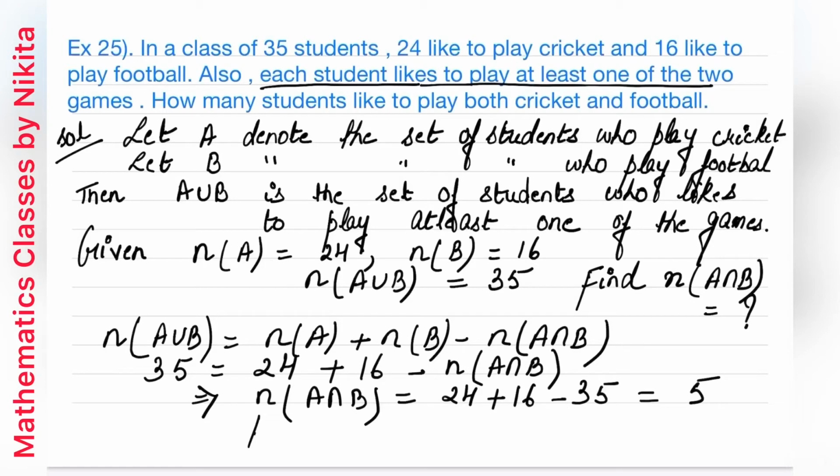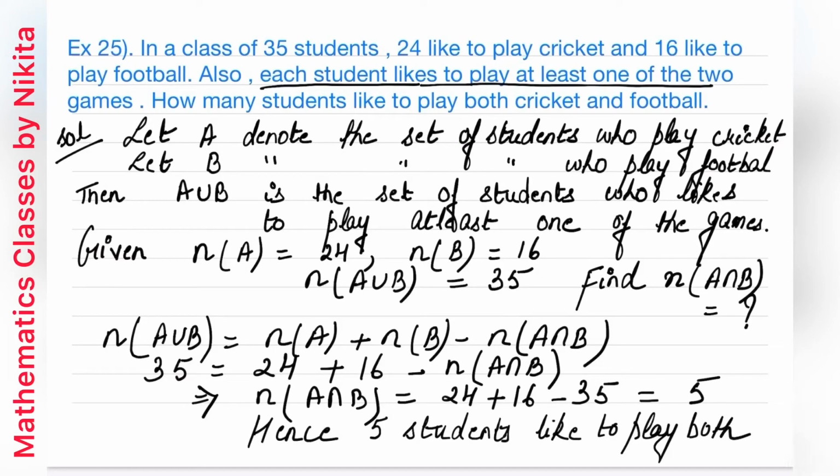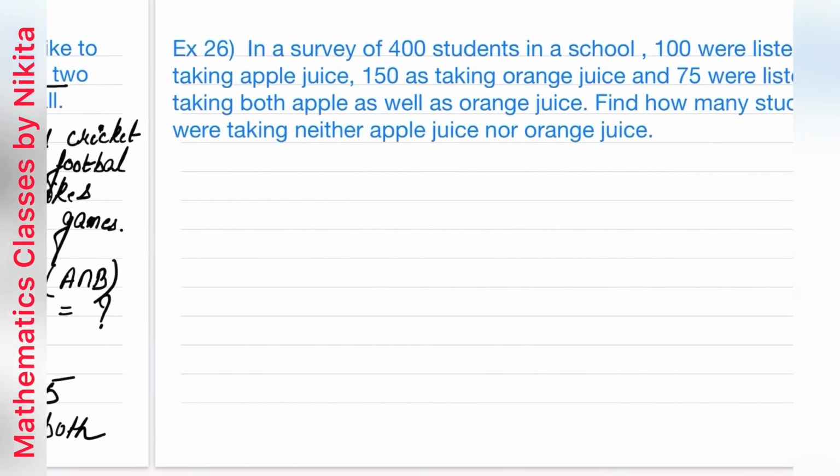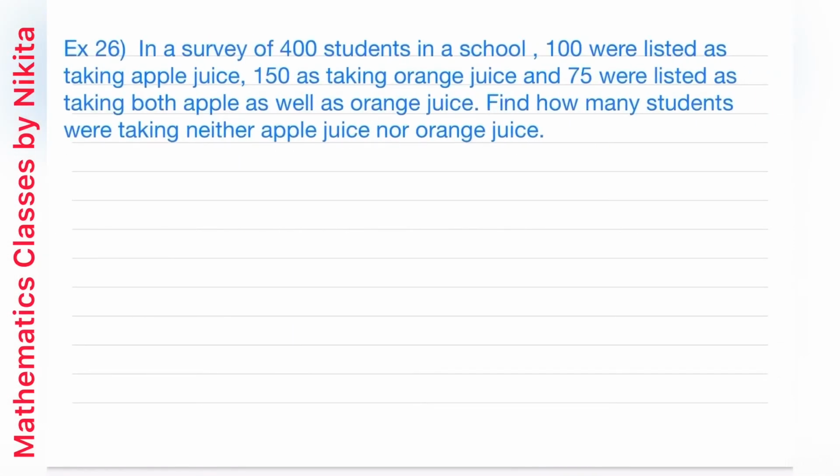So we will write hence 5 students like to play both games. Okay, both cricket as well as football. Let's see the next example.